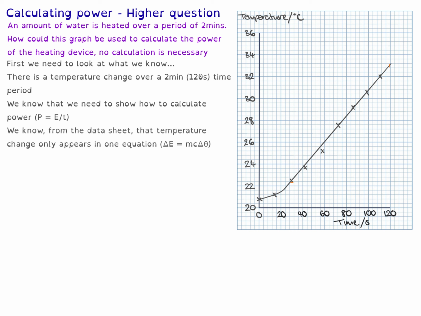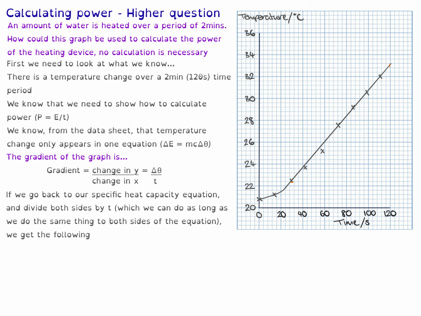We know from the datasheet that temperature change only appears in one equation, and that is delta E equals mc delta theta, where delta E is change in energy, m is mass, c is specific heat capacity, and delta theta is the change in temperature. The gradient of the graph is the change in y divided by the change in x, and in this case that gives us delta theta over t.